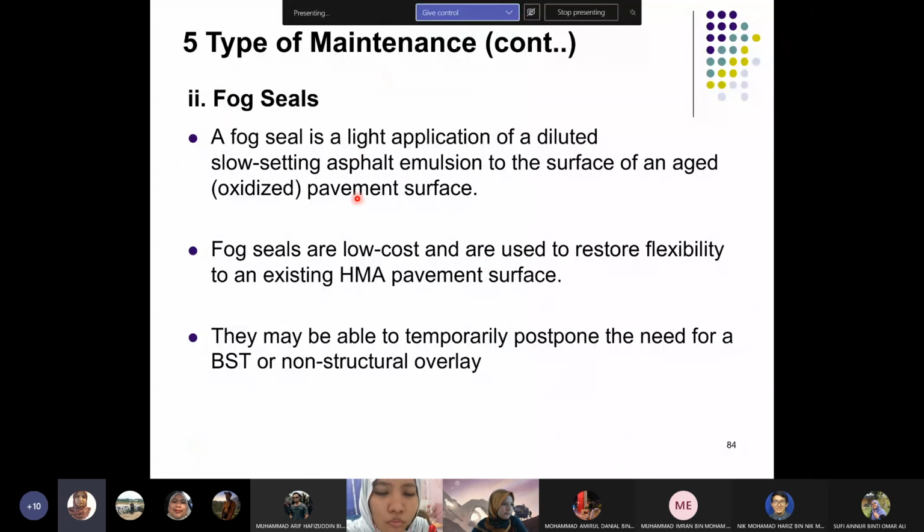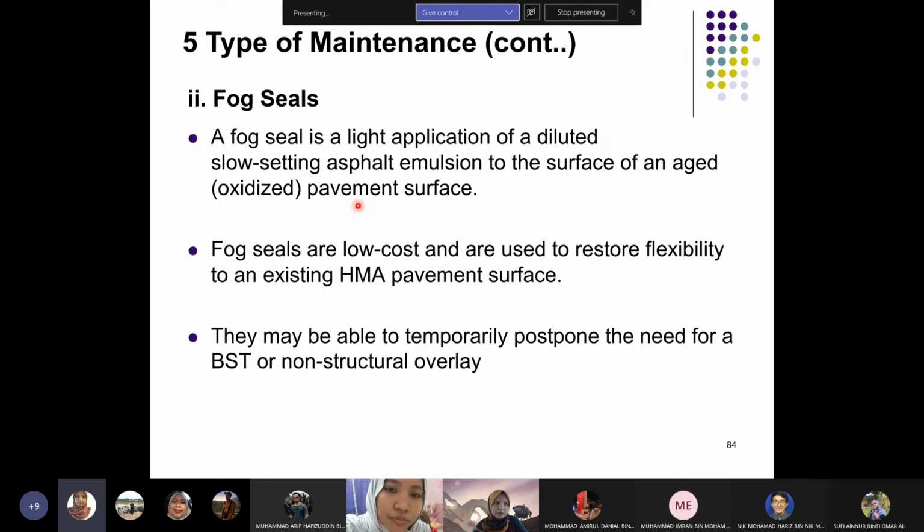Okay, and then we have the Fox seal. Konsep dia sama, cuma material yang digunakan lah. This is a light application of a diluted slow setting asphalt emulsion to the surface of an age oxidized pavement surface. Fox seals are low cost and used to restore flexibility to an existing hot mix asphalt pavement surface. Right, nak bagi balik dia punya original, originality of behavior, right? Flexible.